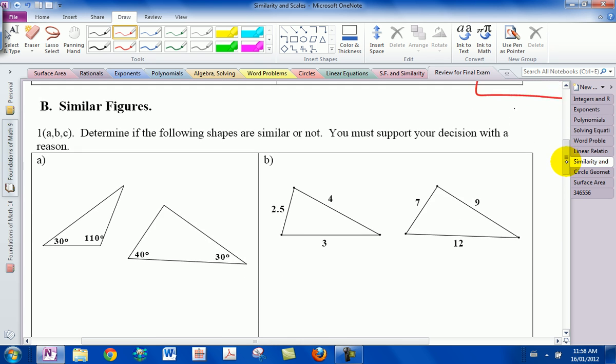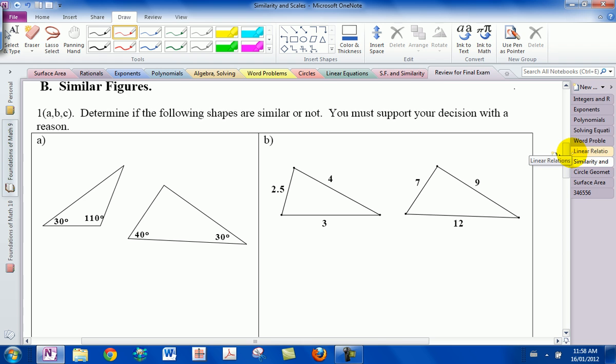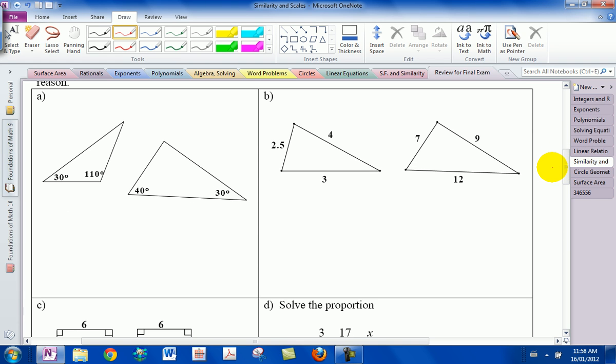Next, we looked at similar figures. Determine if the shapes are similar or not. You must support with a reason. A, are those two triangles similar? What do you need for similarity for triangles? Equal angles? Good. If you have equal angles, they're similar. What else? Corresponding sides in the same ratios.